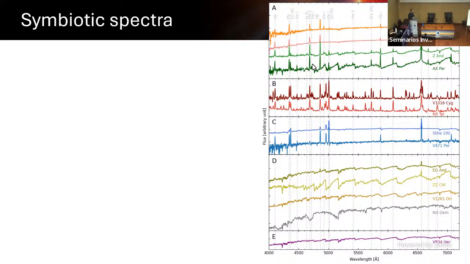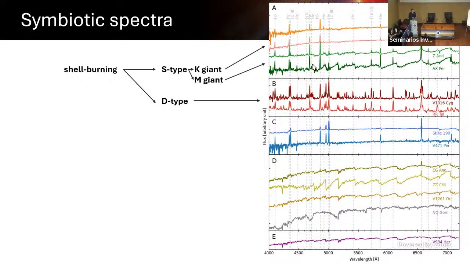What you have on the first panel are symbiotic stars which we call shell burning, where you have a very hot and luminous white dwarf with a K giant donor or with an M giant donor. You see the molecular bands which are typical for M giants, and plenty of emission lines, which are created in the nebula thanks to ionization from the hot component. Then you have dusty type symbiotic stars, where you have a lot of dust.